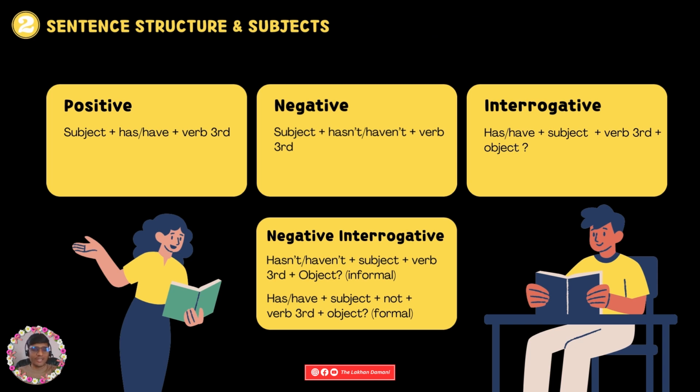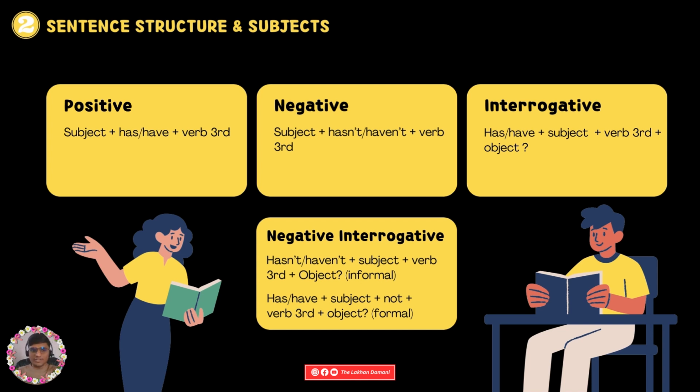Sentence structure and subjects: positive, negative, interrogative, negative interrogative. These are the common ones: positive, negative, interrogative. But negative interrogative is not that common in each tense, but it's good to teach you always. You should be aware of each grammar rule. So it's my job to teach you.